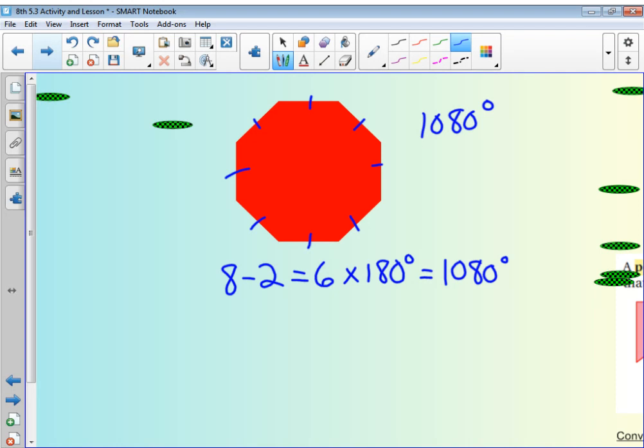And all of the vertices point outward. So this would be, again, a convex polygon. Okay, so I want you to try these next two.